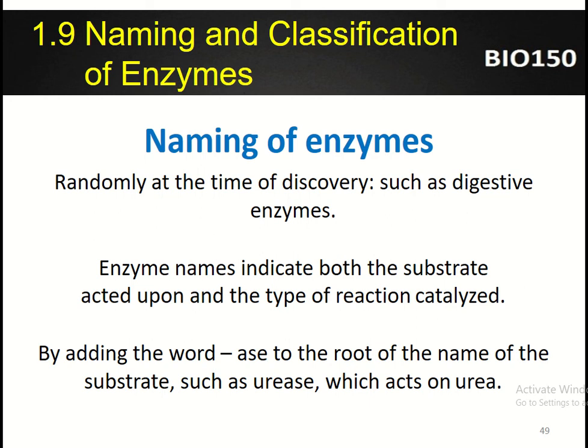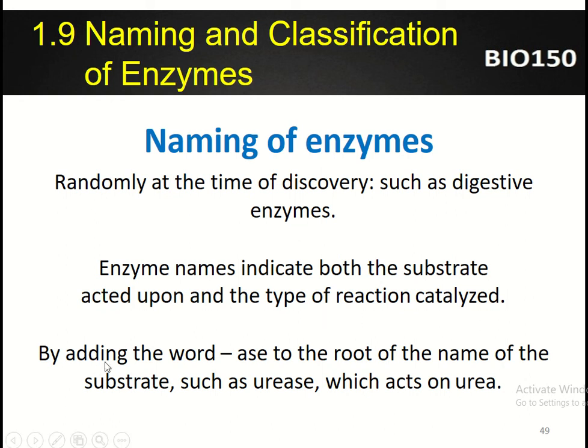Last but not least is the naming and classification of enzymes. Naming of enzymes is usually random at the time of discovery. So if the enzyme is found during the digestion process, it is called a digestive enzyme. Okay, an enzyme name also indicates both the substrate that the enzyme acts upon and also the type of reaction that the enzyme catalyzes.